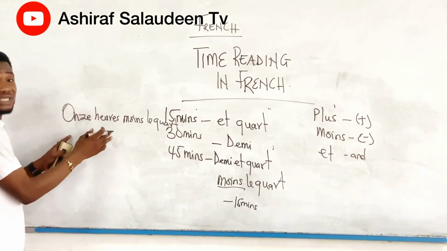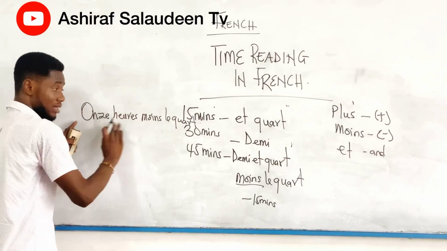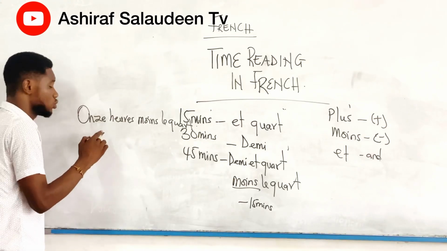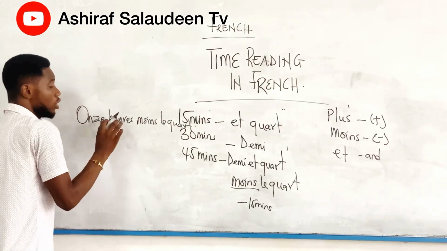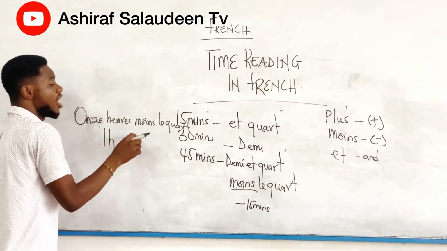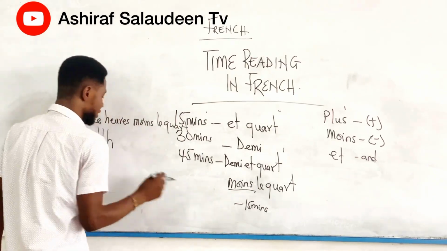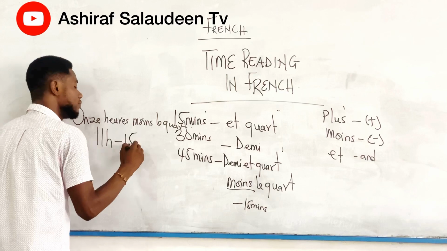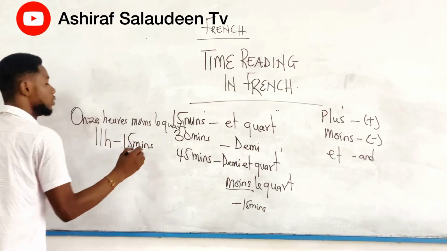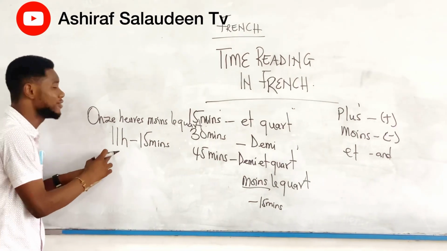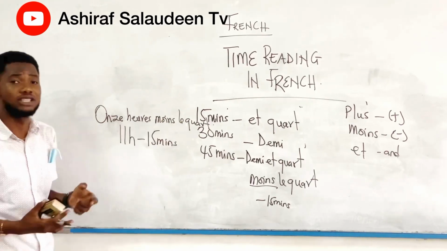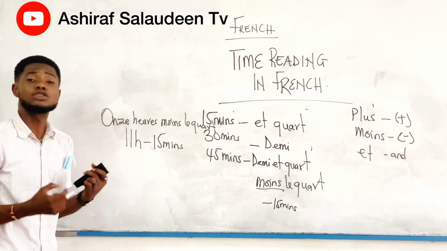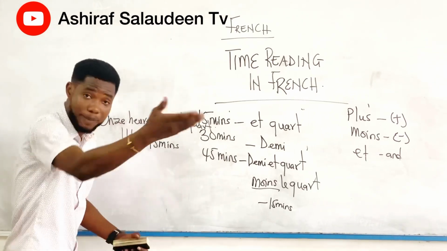And you are told to state the time like this in English. Alright? You know 11 in French, in English is what? 11. It stands for the hour. Now, moins in French is minus, okay? Then le quart is 15 minutes. So before you can tell the time, if someone tells you to say this in English, you are not going to say the time is 11 minus 15 minutes. No. You are supposed to do the calculation and tell the person the time.